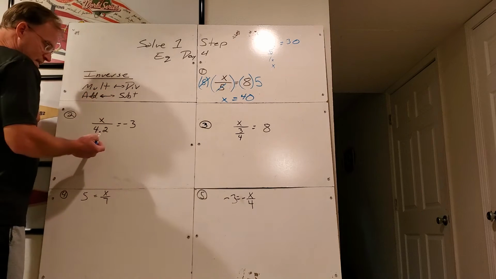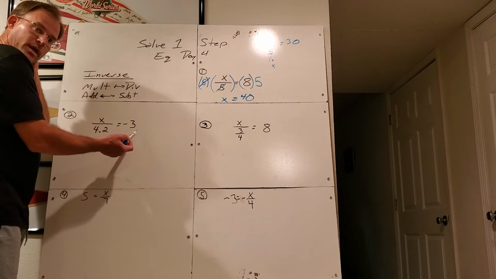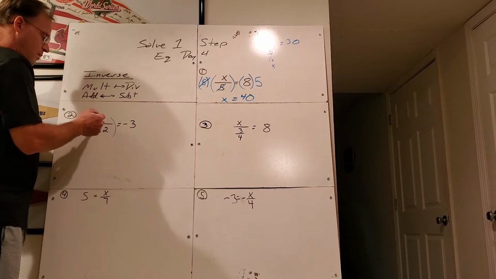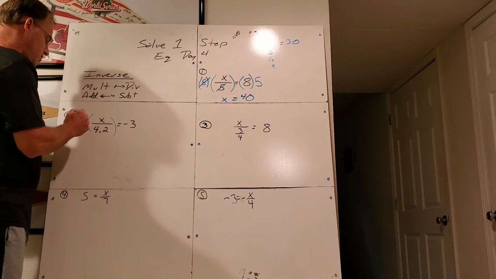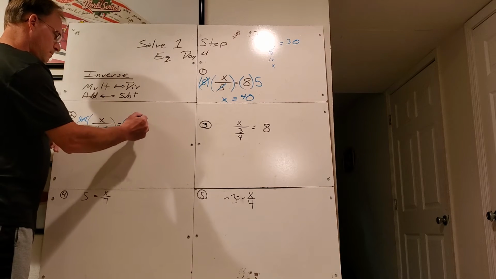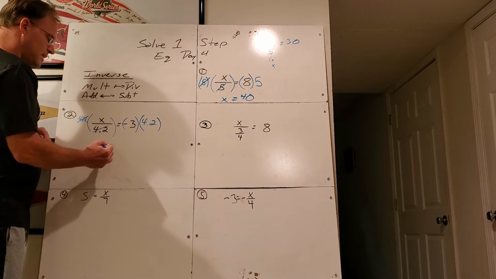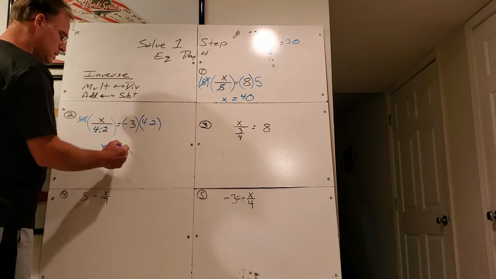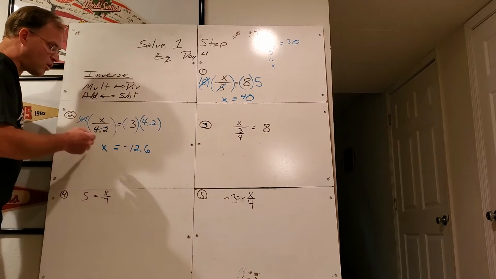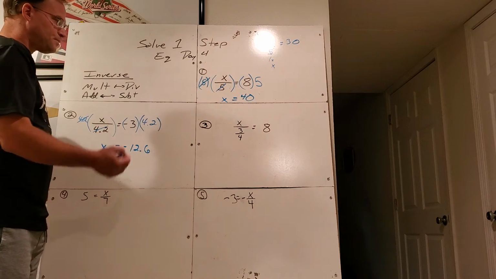Number 2. What number divided by 4.2 equals negative 3? So again, I work backwards. Well, if I want to find out what number divided by 4.2, then I multiply by 4.2. Work backwards. So this tells me that the number is negative 12.6. Negative 12.6, if I divide by 4.2, equals negative 3.